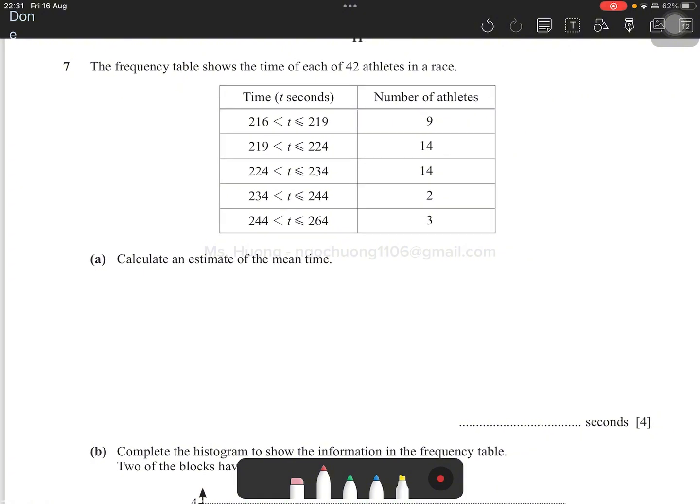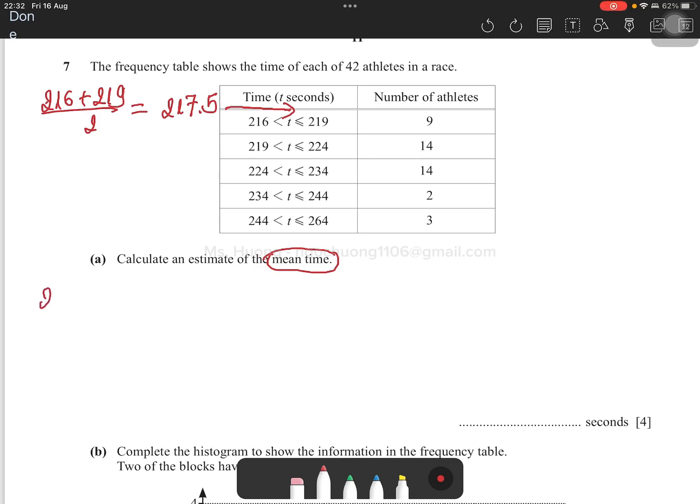Question 7. The frequency table shows the time of each of the 42 athletes in a race. A. Calculate an estimate of the mean time. To find the mean time, we need to find the mid value of each of these. 216 and 219, the middle value should be 217.5. You can say that you add up 216 and 219, then you divide it by 2, so you get 217.5. So this is the middle value of the first interval.